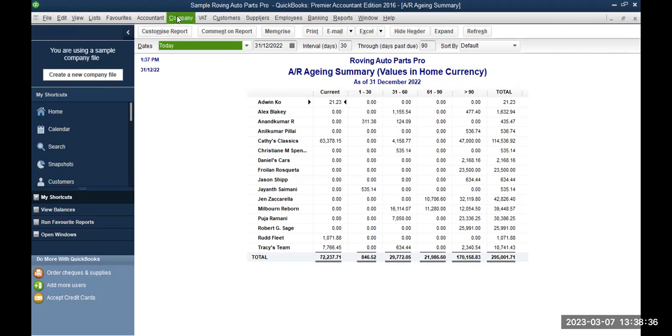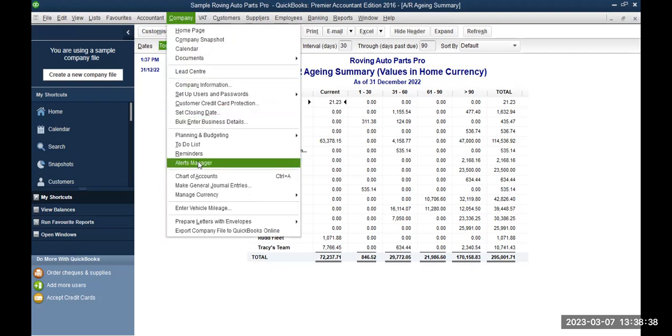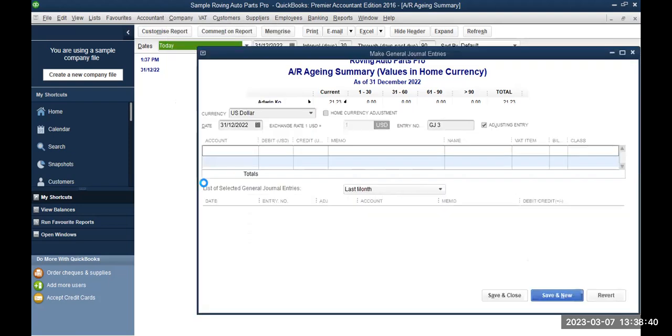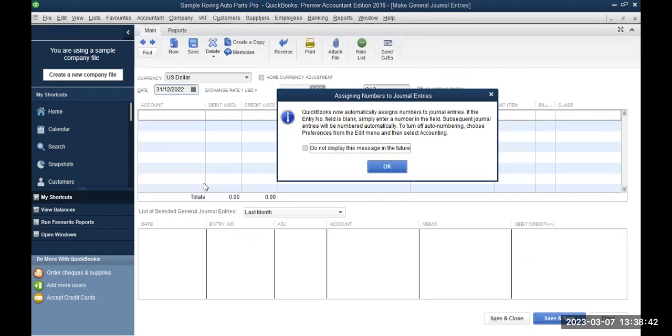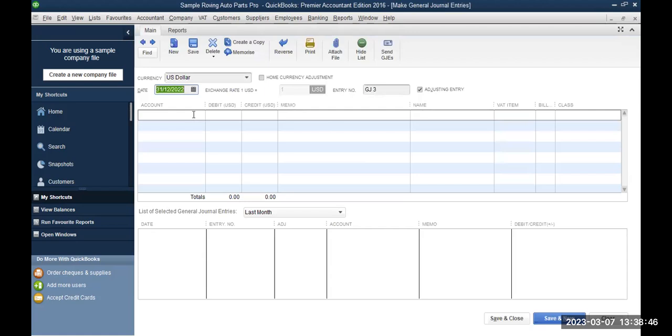Under company, there is make journal entries. Come here to make journal entries. You have to choose the date when you're making that particular journal entry. And so it means that this customer's account is going to be credited. So under accounts, I'm going to credit the accounts receivable.